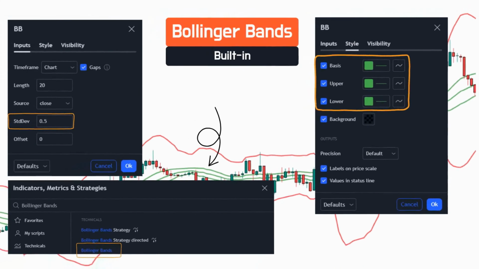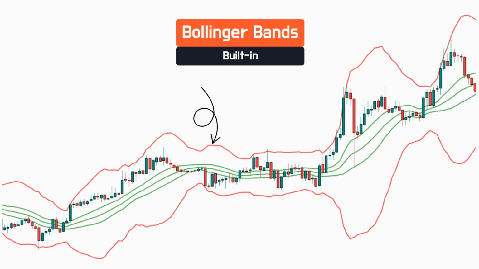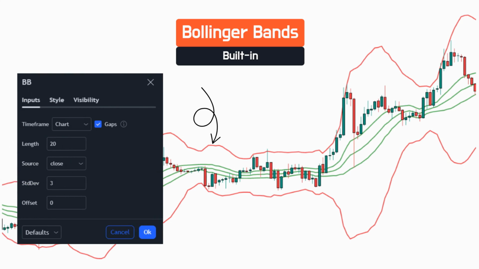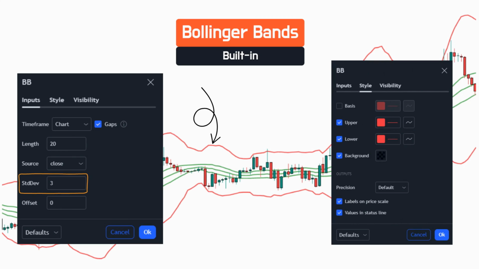The second indicator is also the Bollinger Bands. This time, we will adjust the settings slightly differently from the first Bollinger Bands we added. Add another Bollinger Band and change the standard deviation value to 3 in the settings. In the style settings, deselect the middle basis line and change the remaining upper and lower bands to red. Now we have finished setting up all the indicators.